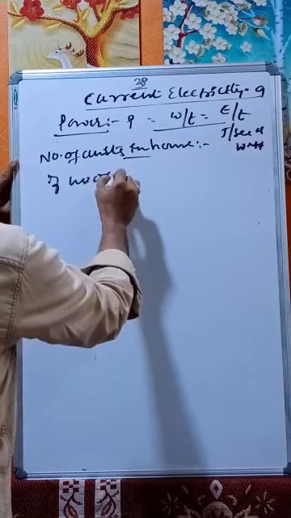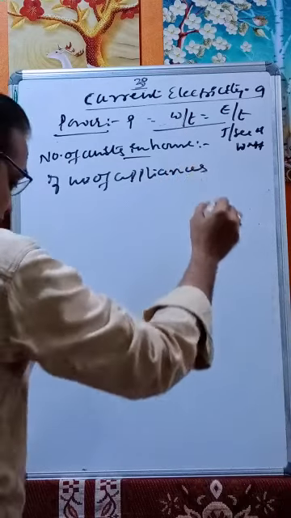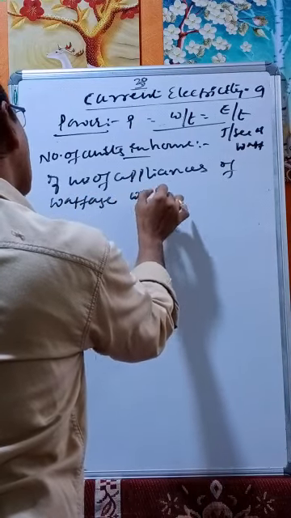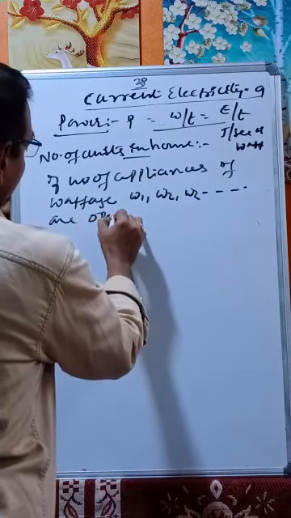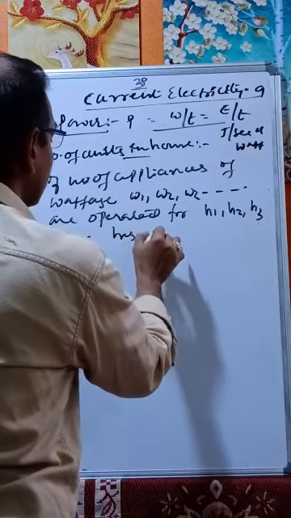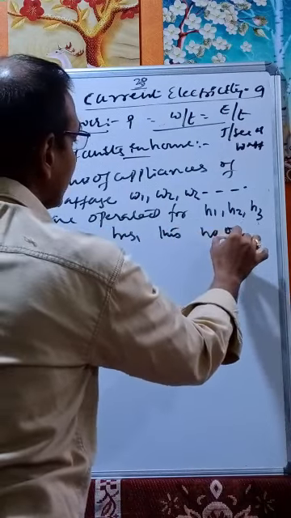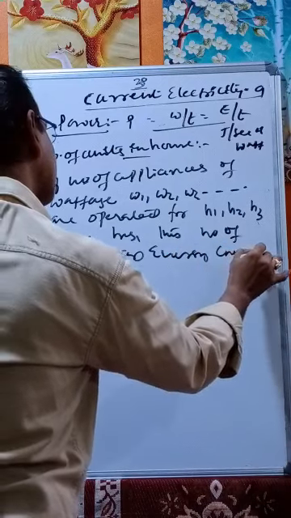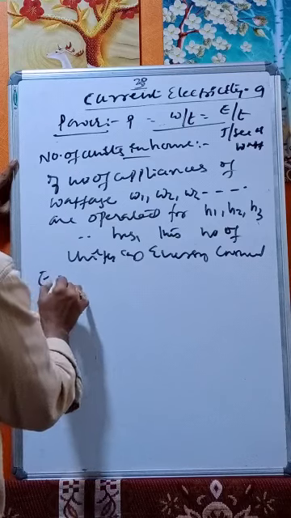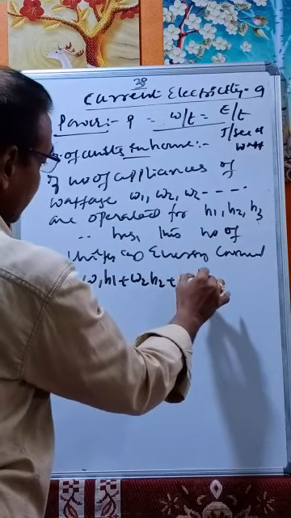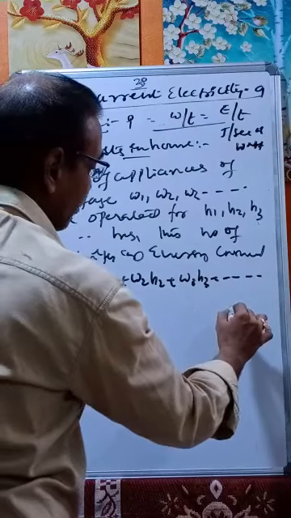If a number of appliances of wattage W1, W2, W3, etc. are operated for H1, H2, H3 and so on hours, then the number of units or energy consumed is, therefore, energy is equal to W1 H1 plus W2 H2 plus W3 H3 plus so on and so forth.